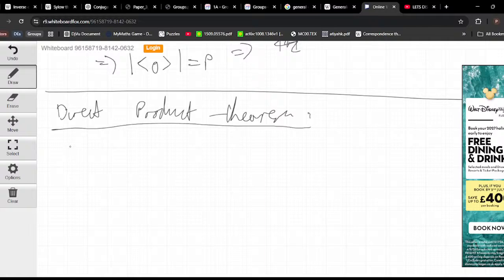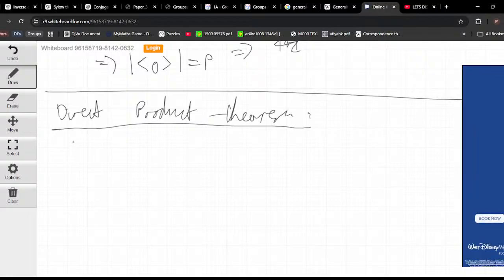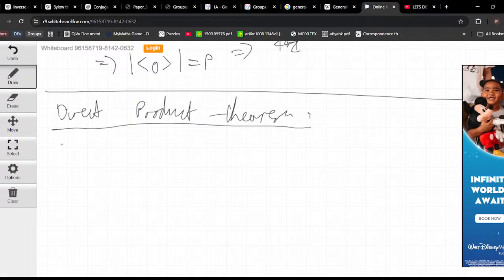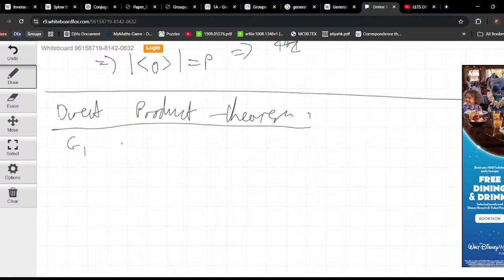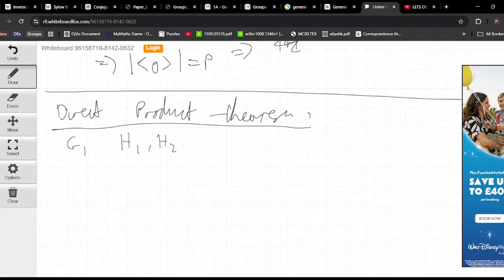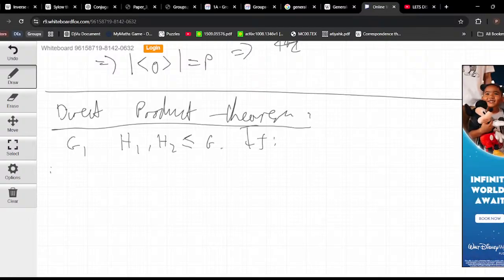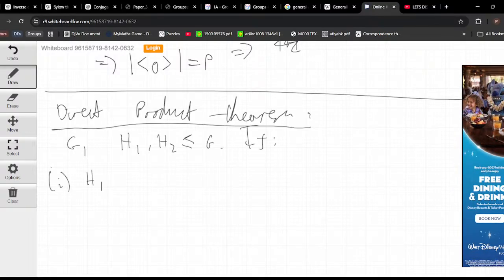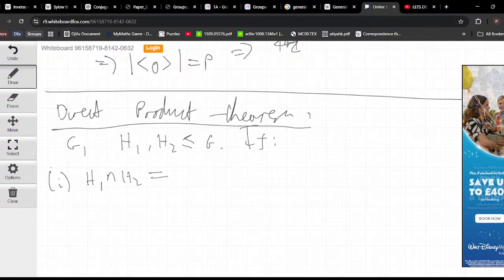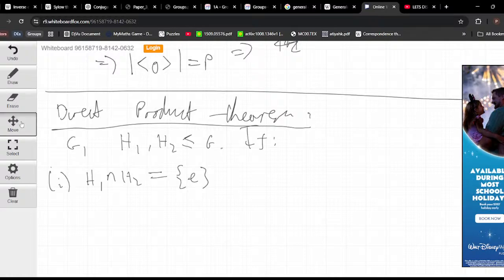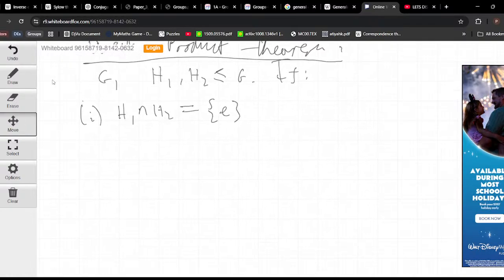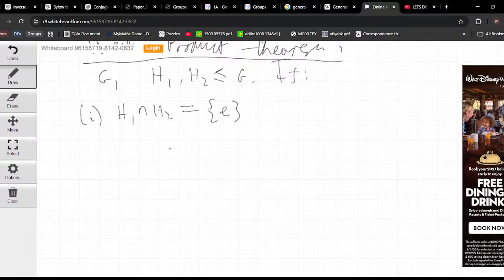If we have a group G, and H1 and H2 are both subgroups of G, then, if the following are satisfied. Firstly, H1 and H2, the only bit they intersect is e, the identity. They don't intersect anywhere else.